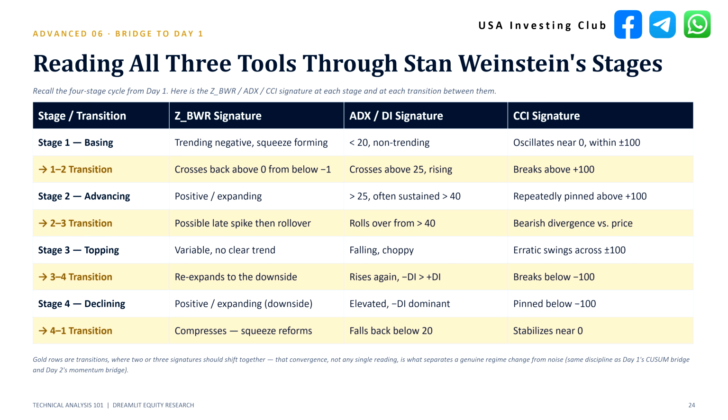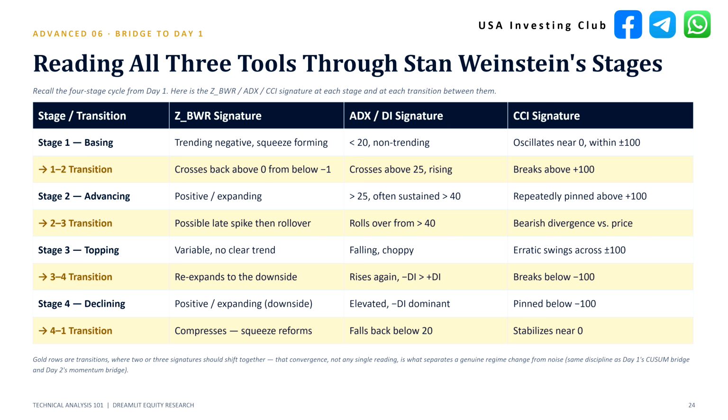At the transition from Stage 1 into Stage 2, Z sub BWR crosses back above 0 from below negative 1. ADX crosses above 25 and begins rising, and CCI breaks above plus 100. In Stage 2, advancing, Z sub BWR is positive and expanding. ADX holds above 25 and often sustains above 40, and CCI stays repeatedly pinned above plus 100.